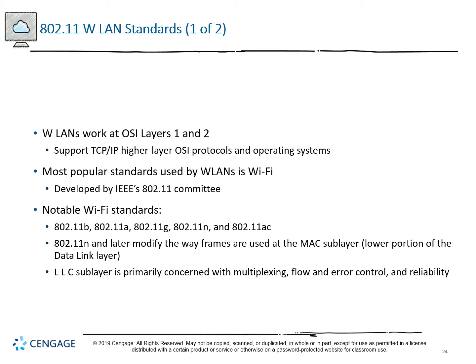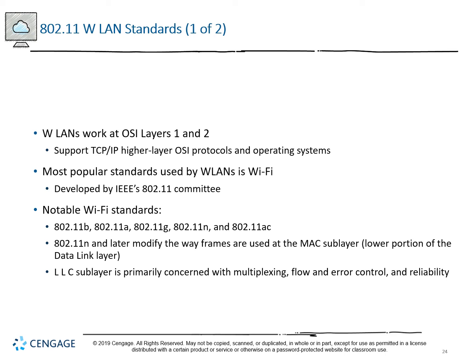WLANs work at OSI layers 1 and 2, and they support higher layer OSI protocols and operating systems. Wireless LANs, of course, are defined by the physical and data link layers, although various aspects of them are affected by upper layers. The most popular standard that we use for WLANs is Wi-Fi. That's the 802.11 committee. There are several substandards: A, B, G, N, AC, AX, Wi-Fi 6.